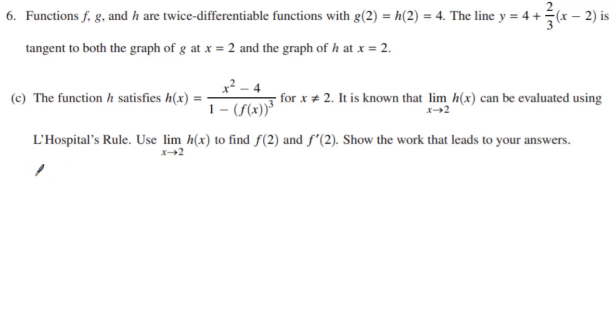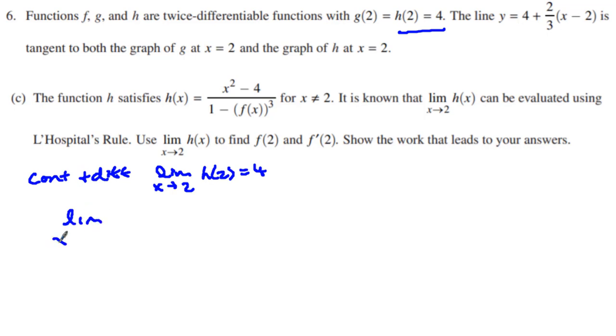Now again, this looks really difficult, but it's not too bad. So what do I know? I know that the function is continuous and differentiable. And so I know the limit as x approaches 2 of h of x is equal to 4, because I know h of 2 is equal to 4. That point is defined, it is continuous, it is differentiable. So what does that mean? That means if I take this limit as x approaches 2 of h of x, I know this is equal to 4.